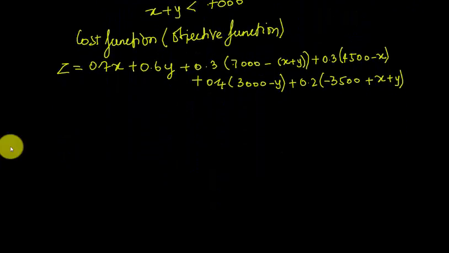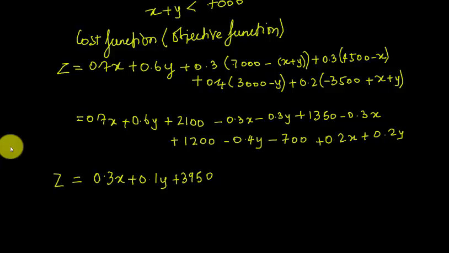Okay, now I'm going to try and solve this for you. So what I have done here is to solve the objective function for you. I have gone ahead and simplified this. I have multiplied all these numbers, and I have simplified the objective function, which has given me the objective function as 0.3x plus 0.1y plus 3950. Okay, now let me frame my LPP.